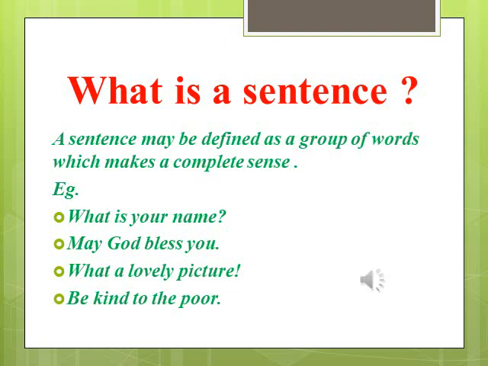In the example, you must have seen the words what, is, your, name. They all combine together and it makes some sense. That is why it is called a sentence. The second example, may is a word, God is another word, bless is also a word, and you is another word. So they all join together, combine together, and they make some sense. They make some meaning. That is why it is called a complete sentence. So I hope you are clear with what a sentence is.